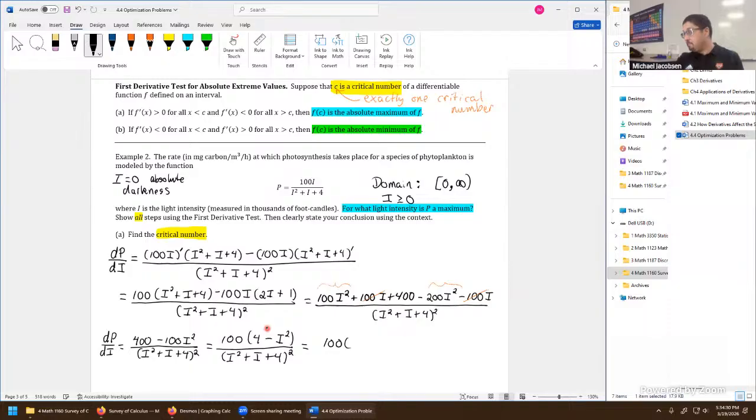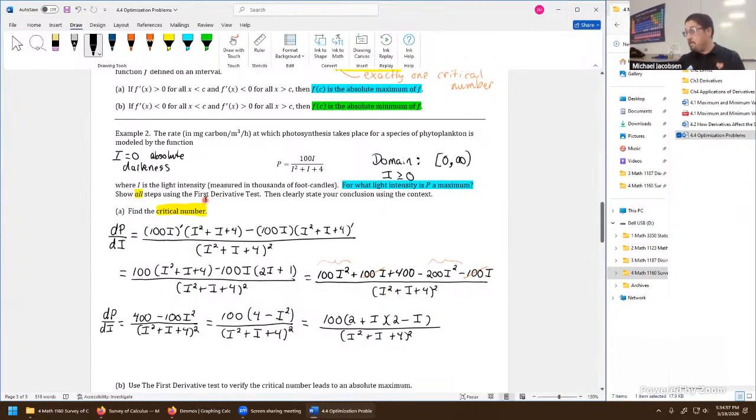So we've got 100. And difference of squares seems to come up a lot. I think this is the third time this week it's come up. This is something squared, 2 squared, minus something else squared, I squared. So we can factor as 2 plus I times 2 minus I, all over that I squared plus I plus 4 to power 2. We still don't have the critical number, but we're basically there at this stage. When we set this equal to 0, it's only the numerator which will affect the outcome. So setting that to 0 then implies 100 times 2 plus I times 2 minus I equals 0.